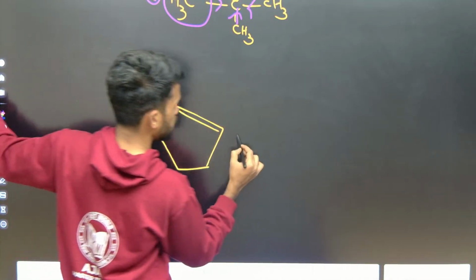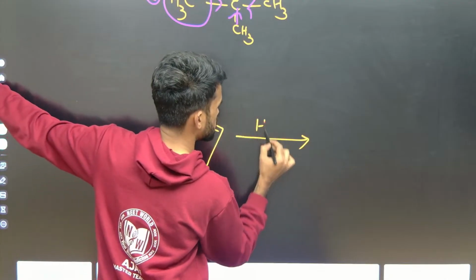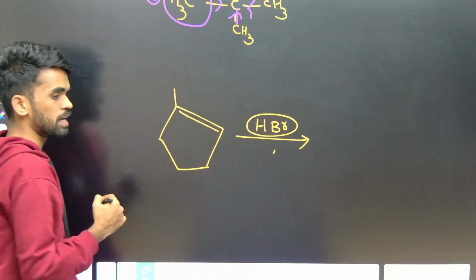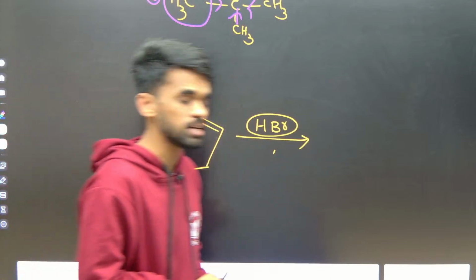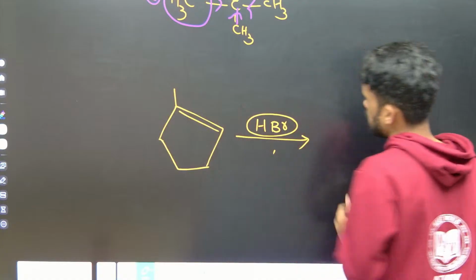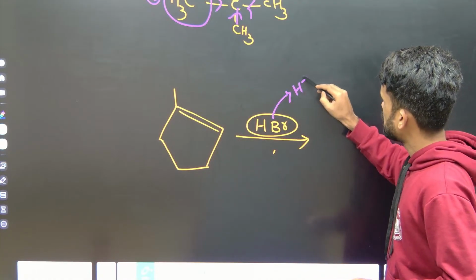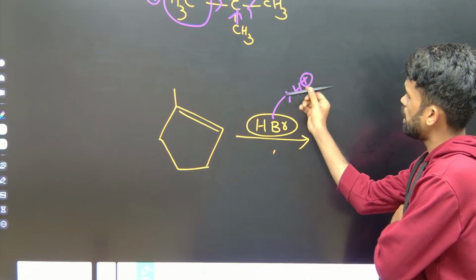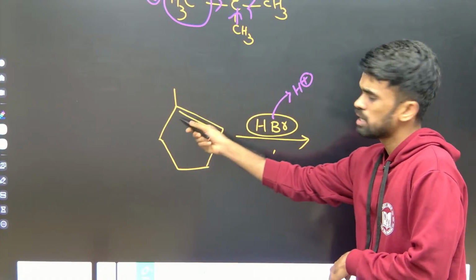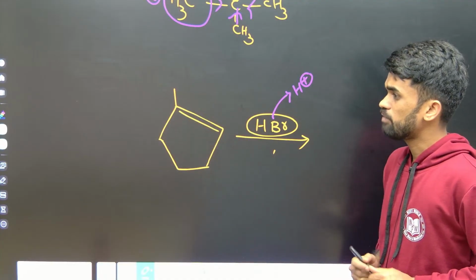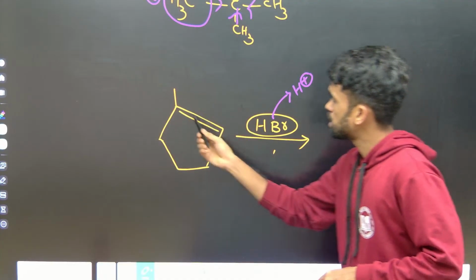To this we need to add one reagent called HBr. We know HCl, HBr, HI are acids. If this is an acid, it is releasing an H plus ion, so that this H plus ion now attacks our substrate. So where will it attack, tell me? Very simple, there is a double bond.